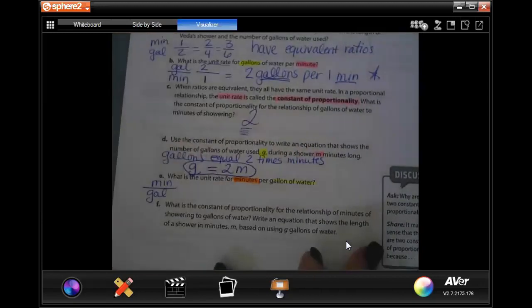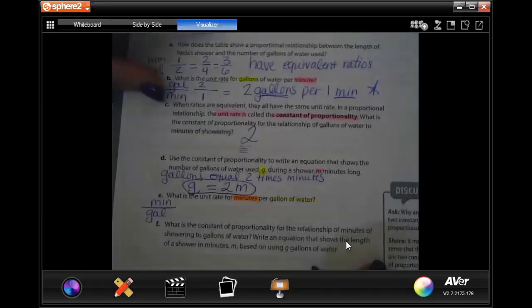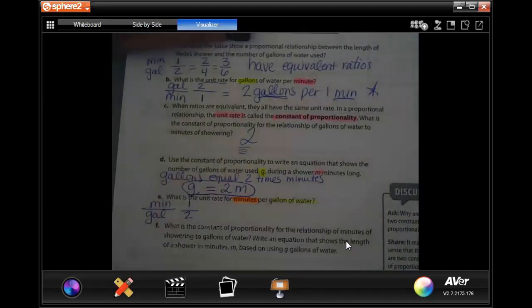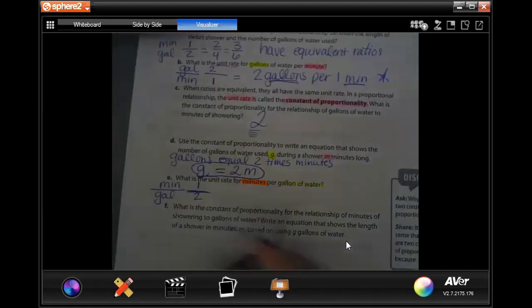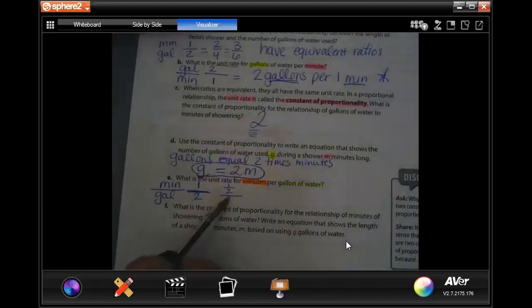So let's just look at the very first one. The first one, we have our minutes is 1 to 2, right? Well, remember, this doesn't have a denominator of 1, and we have to get it to 1. So 1 divided by 2 is 1/2. So here it is. For every half minute, we use 1 gallon of water.